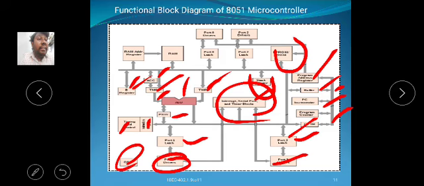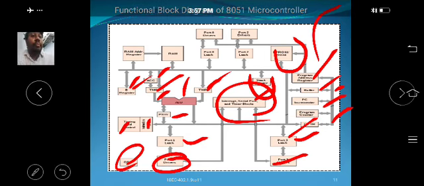On the right side: program address register, buffer register, program counter incrementer, the program counter, DPTR, and in the middle, the interrupt, serial port and timer blocks. And on the left side we have the RAM address register, RAM and ROM or EEPROM. This is the functional block diagram of the 8051 microcontroller.